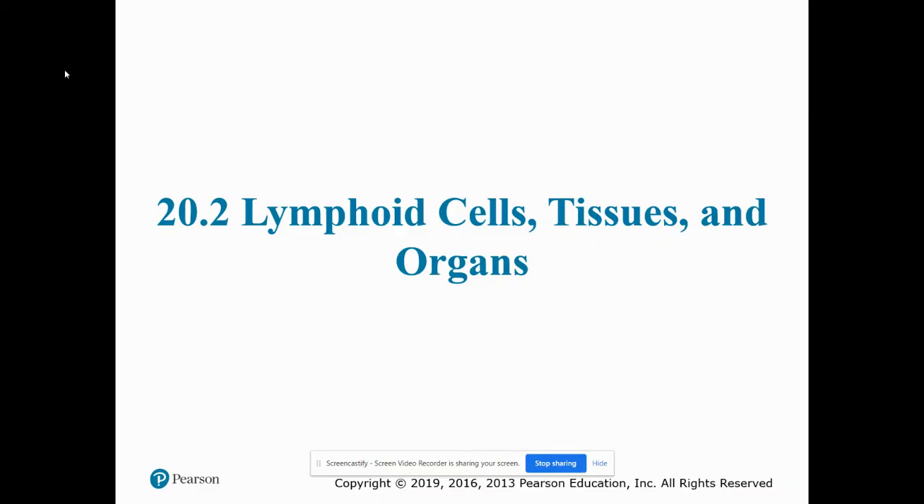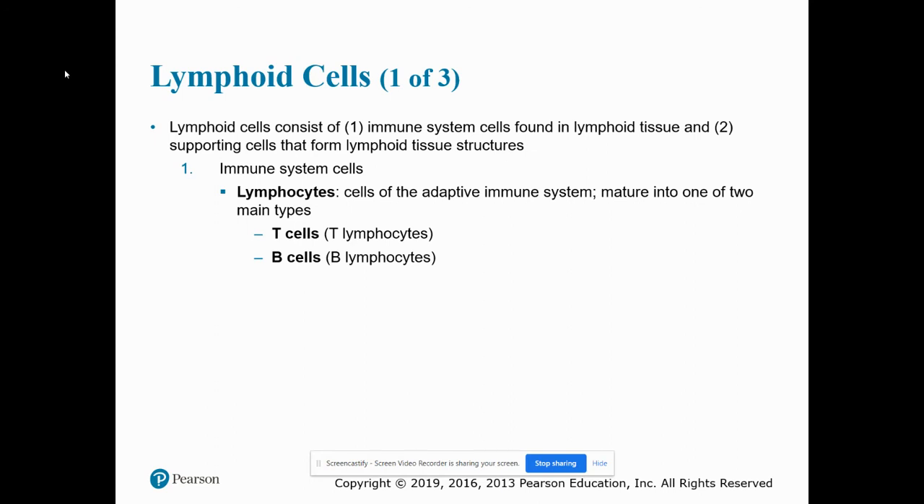Part 2 of Chapter 20, and this is going to be on lymphoid cells, tissues, and organs. So our lymphoid cells consist of 1, immune cells that are found in lymphoid tissues, and 2, supporting cells that are going to form lymphoid tissue structures.